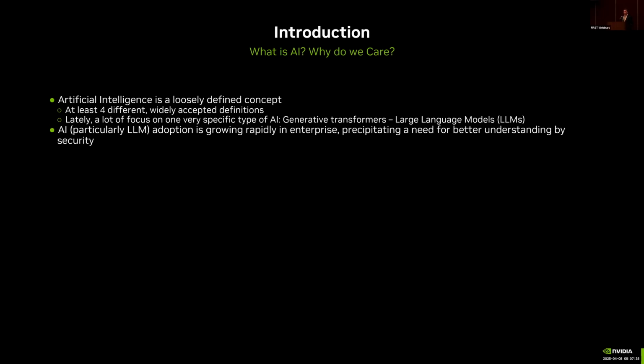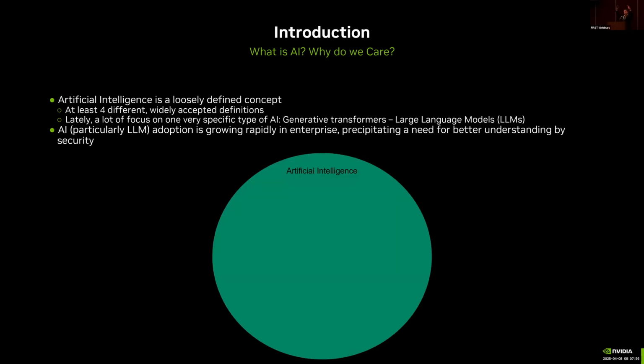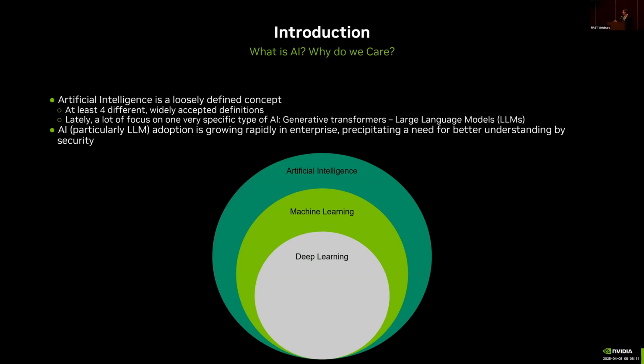So we're seeing a lot of this adoption grow rapidly in the enterprise, right? And so security needs to understand it better because we can't defend things, we can't attack things if we don't understand them, right? And something I want to point out is that people talk about artificial intelligence, which is this big field of study in computer science. It's very old, it's been around for a long time. And then within artificial intelligence, there's a subset of machine learning. And within machine learning, there's a subset of deep learning. And LLMs are just one little tiny part of that.